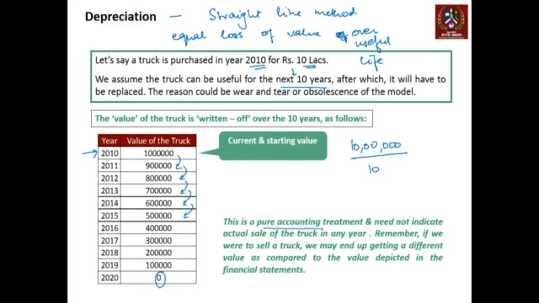Now this is a pure accounting treatment and need not indicate the actual sale of the truck in any year. Remember, if you sell the truck in 2013, you could get a different value. That's not necessarily what reality is, but you have to somehow account for what's going to happen with the value of the truck over this period. When it reaches zero, that effectively tells you it's time to replace or repurchase the asset. You need to buy it now, right? That's effectively what the concept of depreciation would tell you.